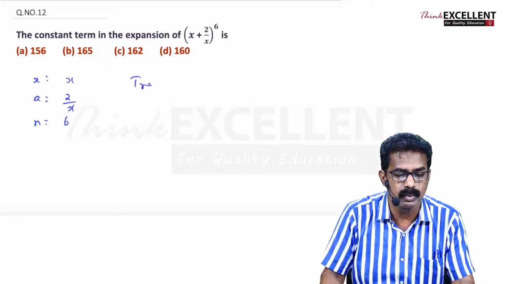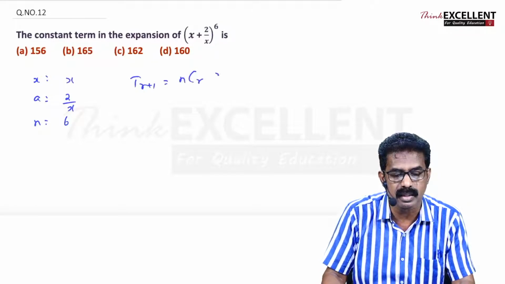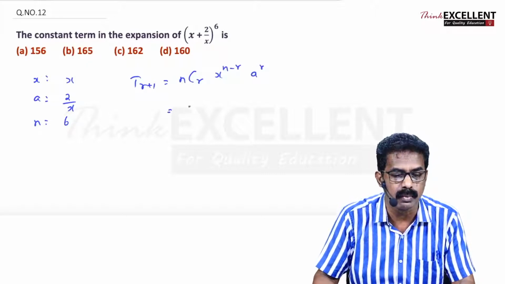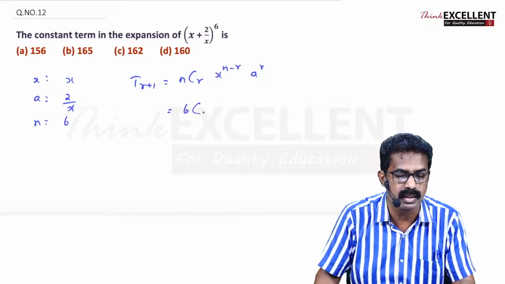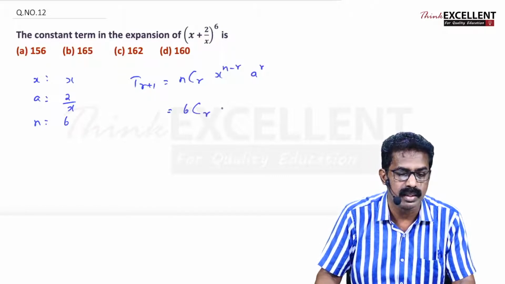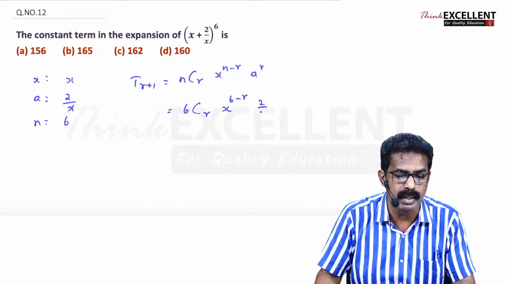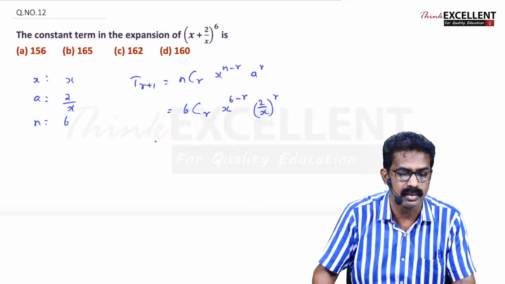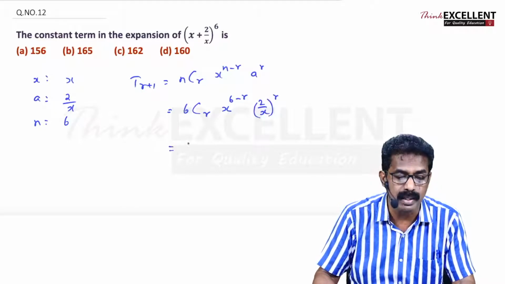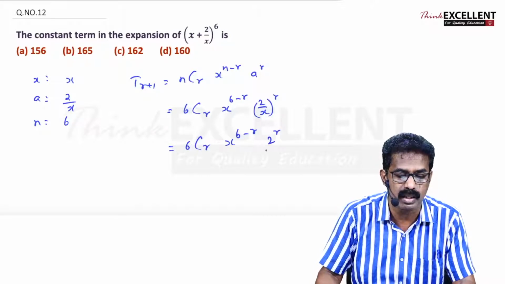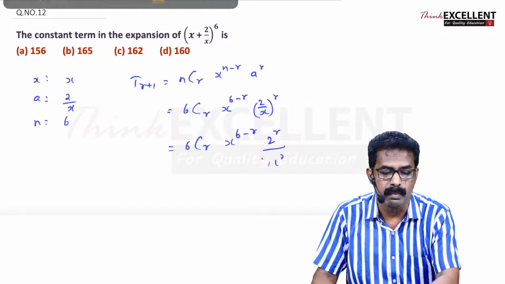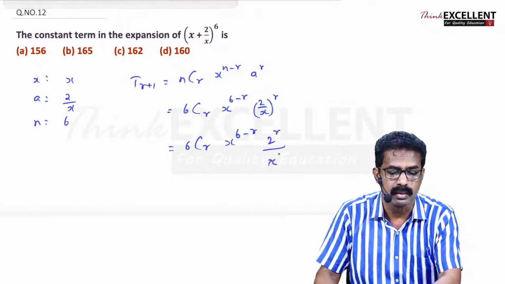So T r plus 1 is, what's the formula? nCr, x raised to n minus r, a raised to r. What is n here? 6. So 6Cr, x is x only, x raised to 6 minus r, a raised to r. What is a value? A value is 2 by x raised to r, right? So now the x values you have to combine. So 6Cr, x raised to 6 minus r, 2 raised to r by x raised to r, right?